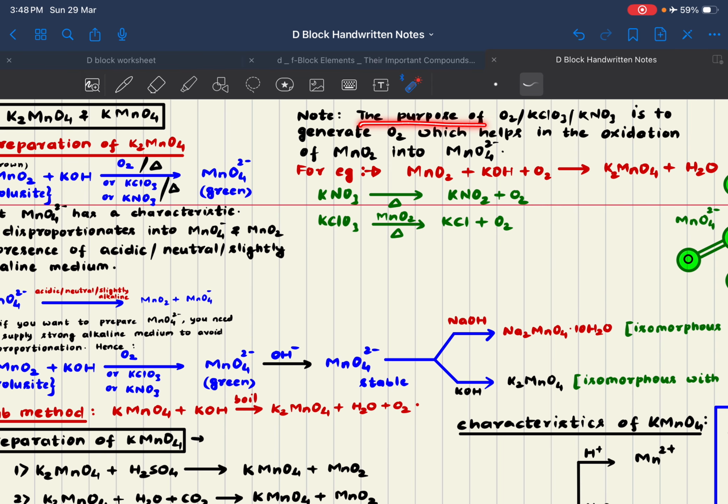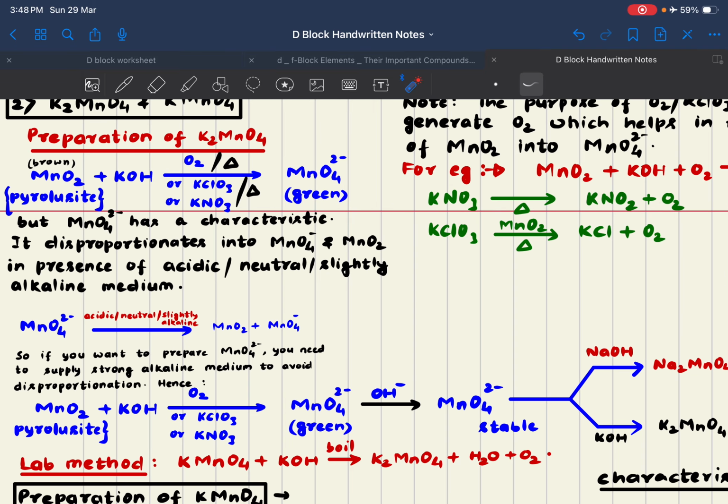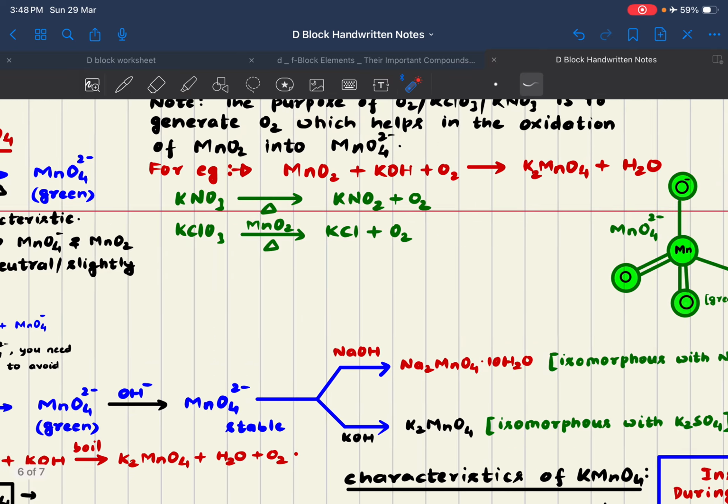I have written the key points also. Note the purpose of O2, potassium chlorate and potassium nitrate is to generate O2, which helps in the oxidation of MnO2 into MnO4 2 minus manganate ion. Okay. So we have covered this segment, correct? Now we have covered also this segment.